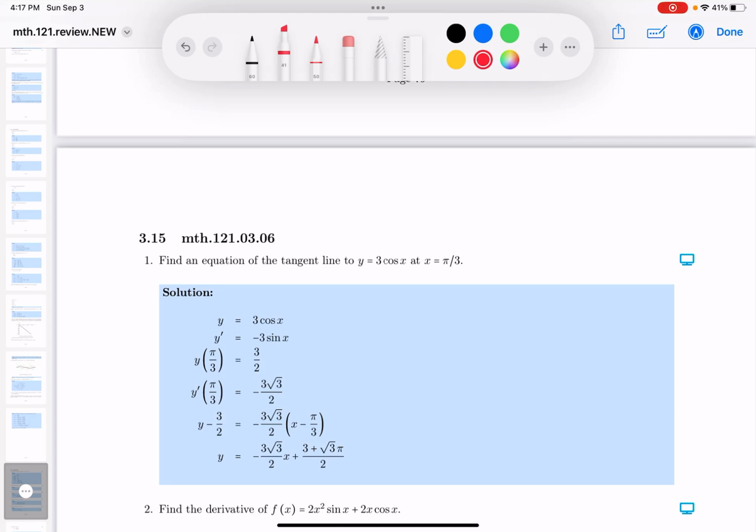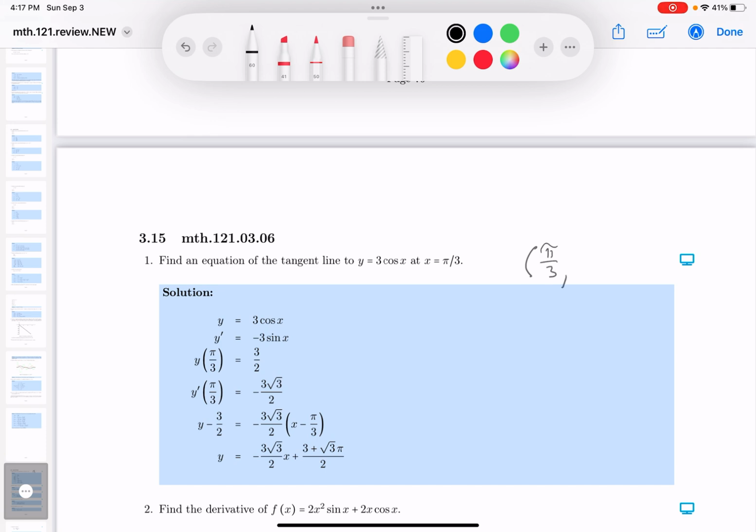Okay, for number one, we're asked to find the equation of a tangent line to the curve y equals 3 cosine of x at x equals pi over 3. All right, first thing I would do is just get the point. So let's write that down. The x is pi over 3.